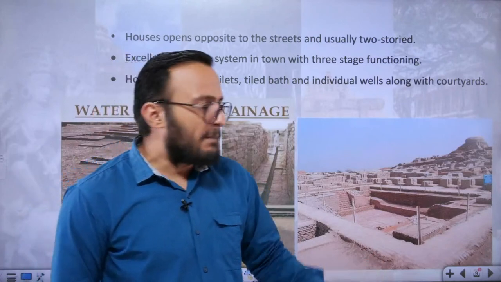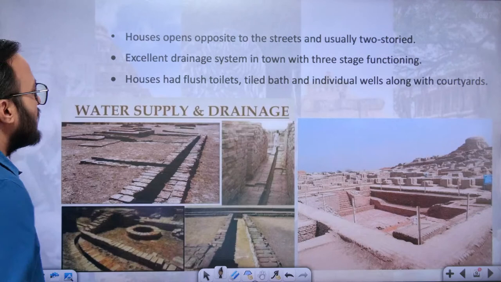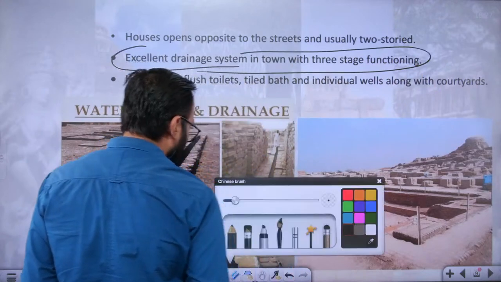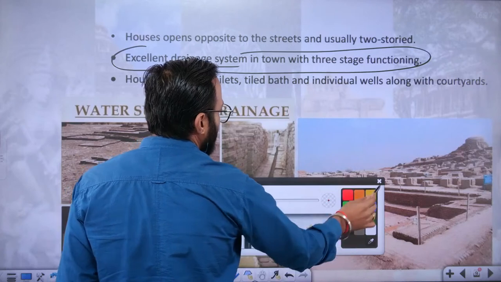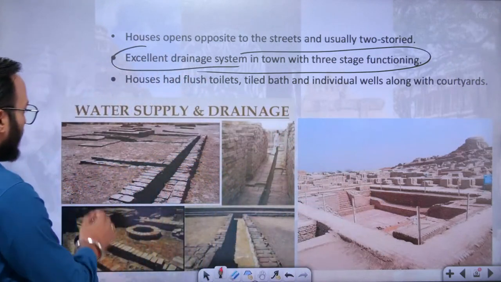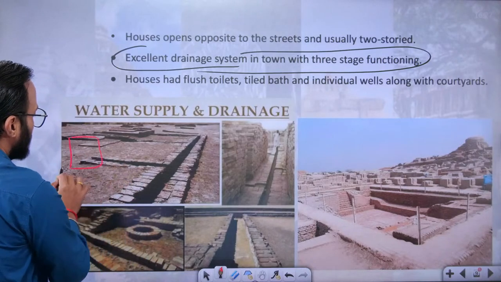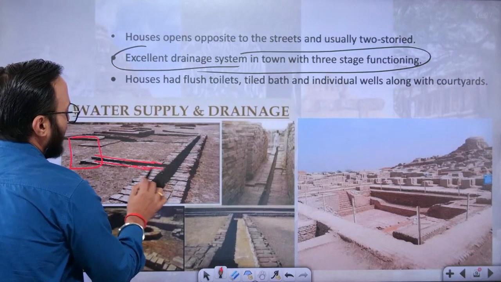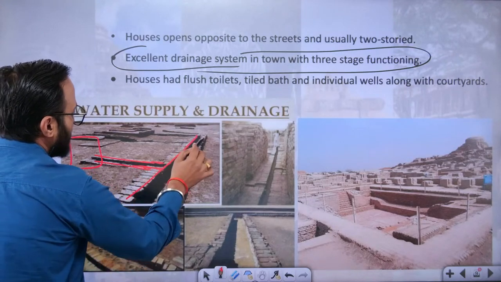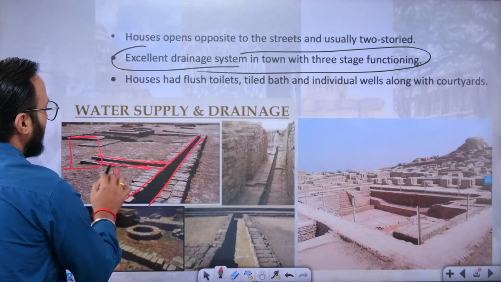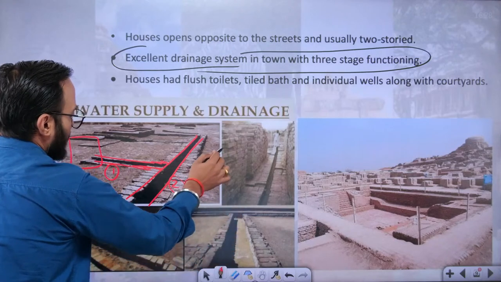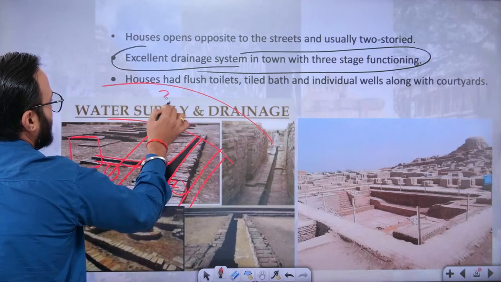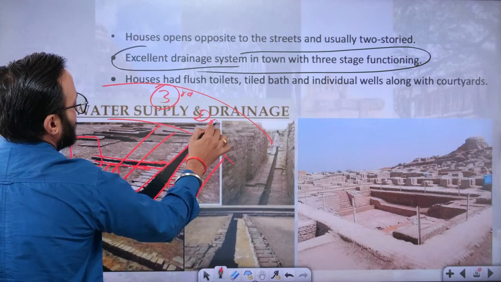All right, everybody. So apart from some other primary features, you can also have a look at the excellent drainage system in the town with three-stage functioning. What is the meaning of three-stage functioning? You can probably see that suppose there was a house constructed here, so the primary drains are coming out of the house. These are the secondary drains which are connected with the primary, and there will be several such secondary drains which will be connected with the large drainage, that will be the tertiary drainage.